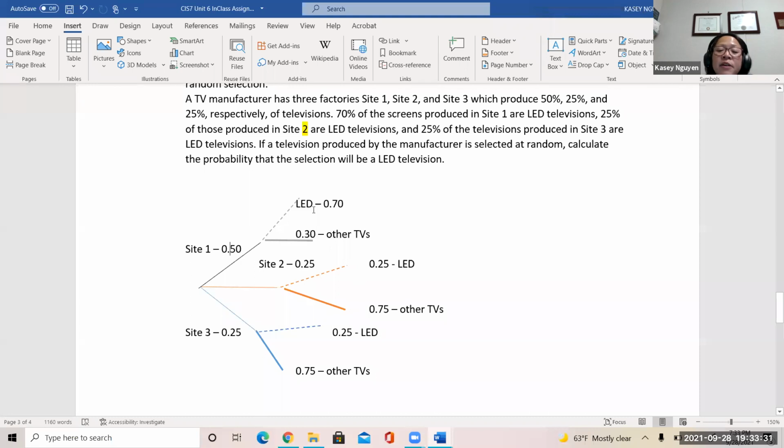Then from the 50%, we know that 70% of the 50% is LED. So then I have a 0.7 for LED and a 0.3 for other. Then in site 2, of the 25% of the TVs, 25% of those are LED. So we branch off to 0.25, and that leaves us 0.75, which is not LED, or other. Then we have site 3. They produce 0.25 or 25% of the TVs, and of those TVs, 25% are LED and 75% are other.